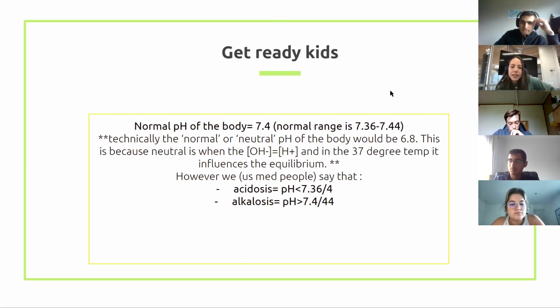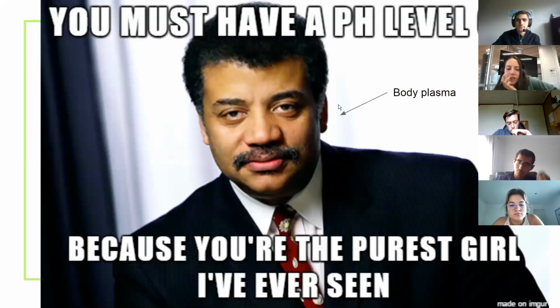So yeah, the next one, I think it's just a meme on the next page. So this is important actually to say. I put this meme in, but just because water has a neutral pH of 6.8, that's not the pH in which our body exists.